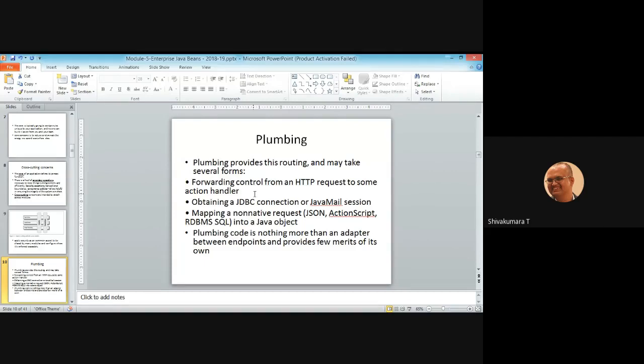And the fourth one: plumbing code is nothing more than an adapter between endpoints and provides a few merits of its own. Another plumbing definition is adapting a software application to provide the proper functionality by connecting each individual module. Plumbing work is that only. So this plumbing is also done by a team of members. Whatever I discuss here, the responsibility is not just of an individual person. A team of people is involved.